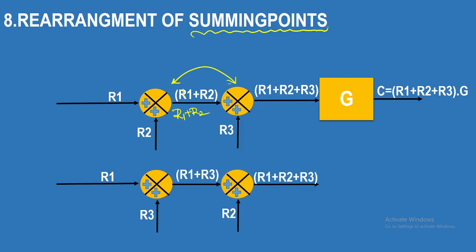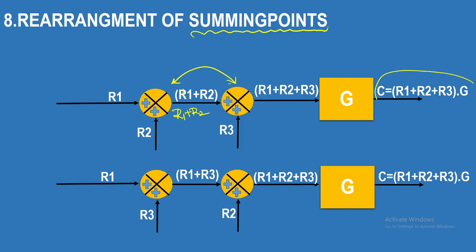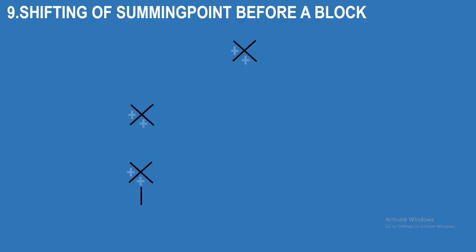So the output will be R1 plus R2 plus R3, that will be multiplied with the gain. The output will be C is equals to (R1 plus R2 plus R3) into G. That means you are not getting changes in the output. Here also the output is not getting changed, and here also the output is not getting changed. So whenever you want to rearrange, like this you can arrange your summing points.